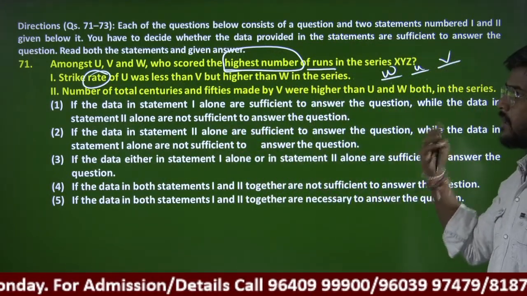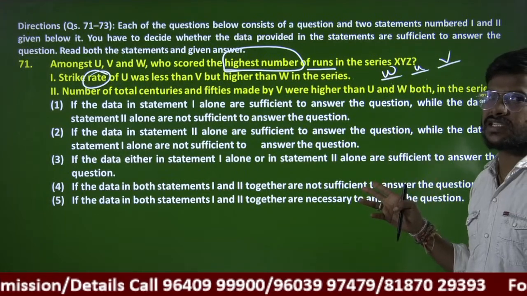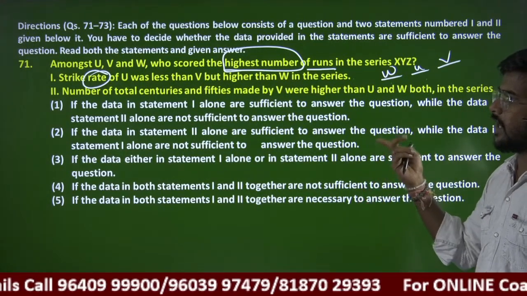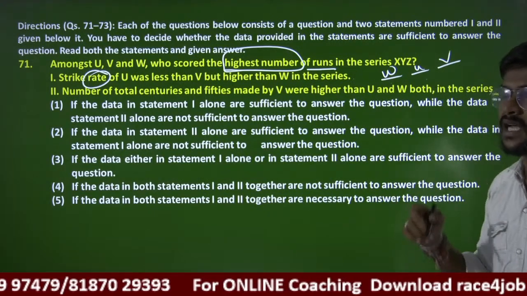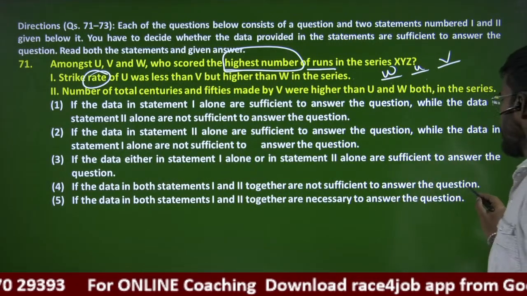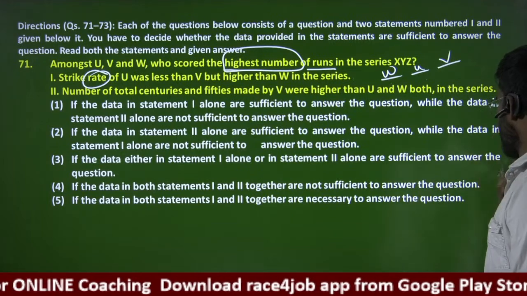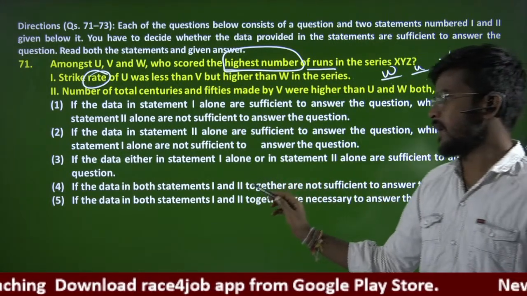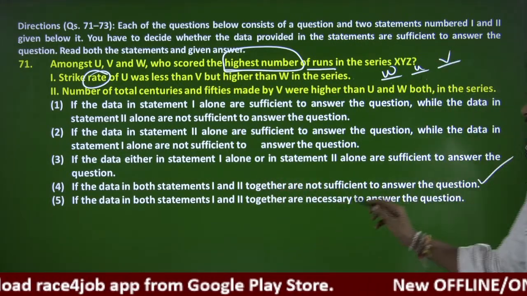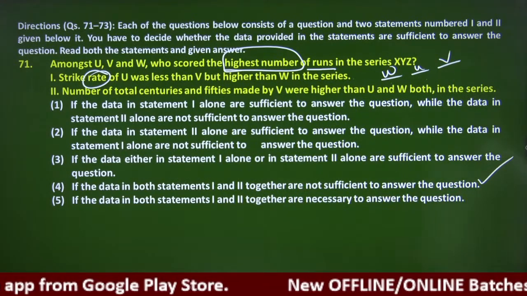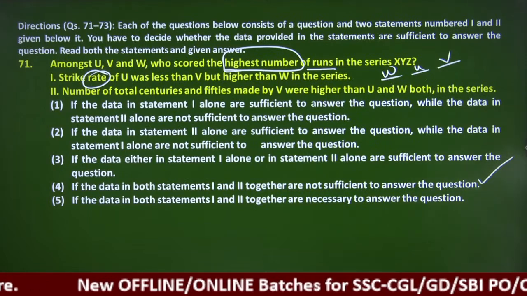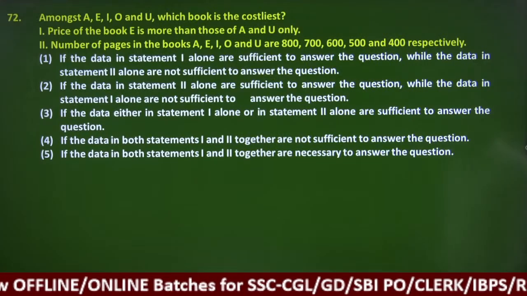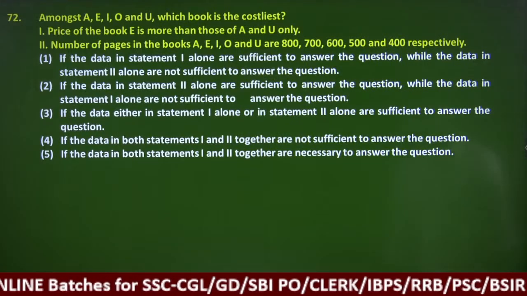So by observing the first statement and the second statement individually, and also by combining both, we can't find the answer, that is the highest number of runs. So option number 4 is your answer, because the data in both statements together are not sufficient to answer the question. Okay. Next problem.